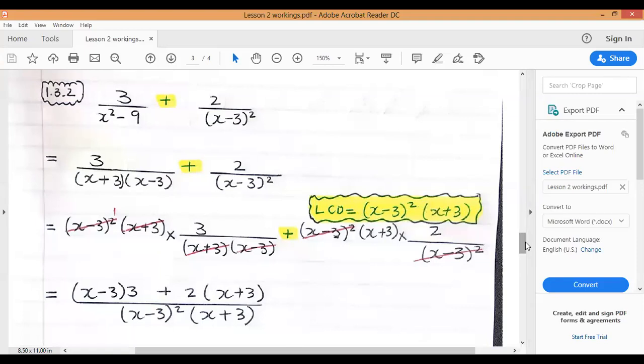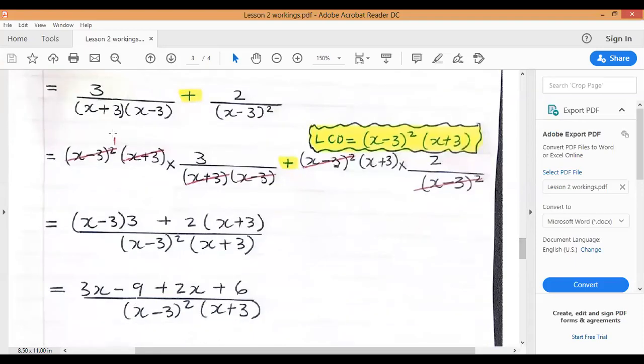Then what you need to do, you must multiply each term with your LCD. You must take it as it is and multiply it with term 1. Then multiply it with your term 2. So when you multiply your LCD, x plus 3 will go, x plus 3 will go. X minus 3 squared and x minus 3 will go. But remember, there are 2 of x minus 3, so 1 will remain. No wonder there's a 1 on top that is invisible to show you. Does it make sense?